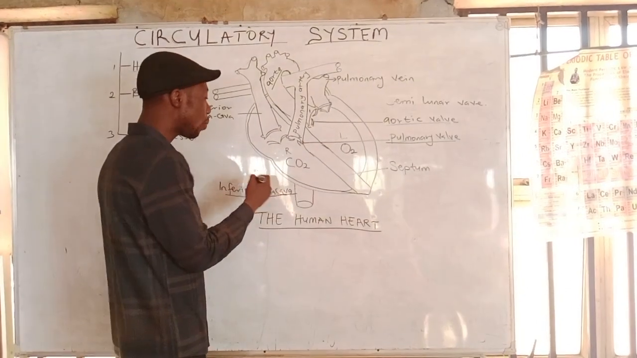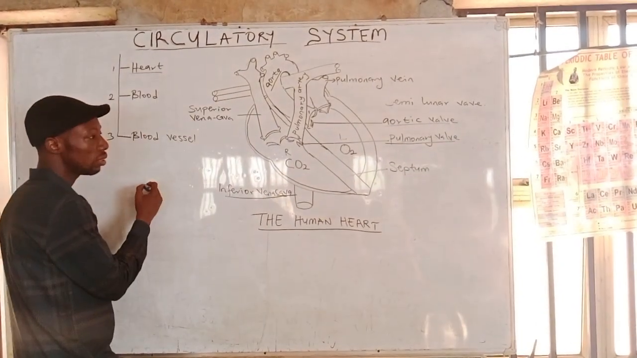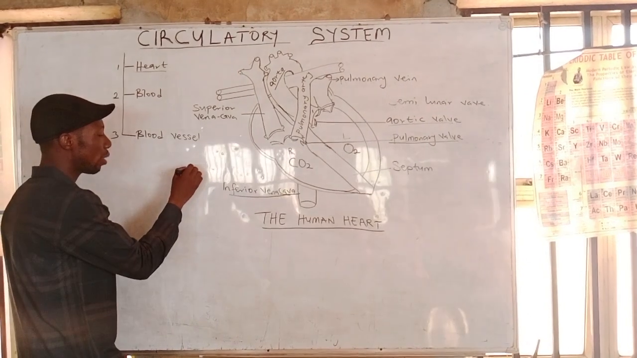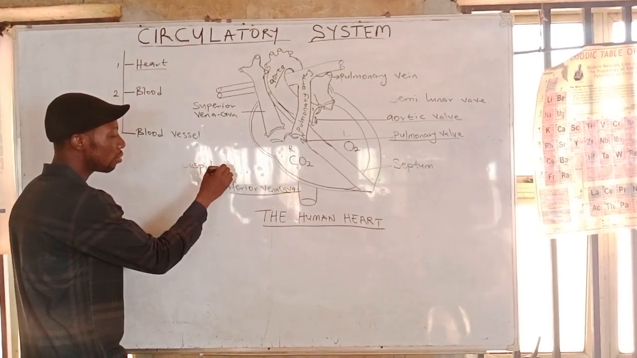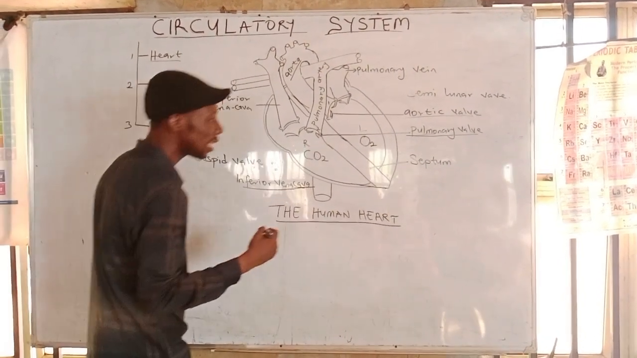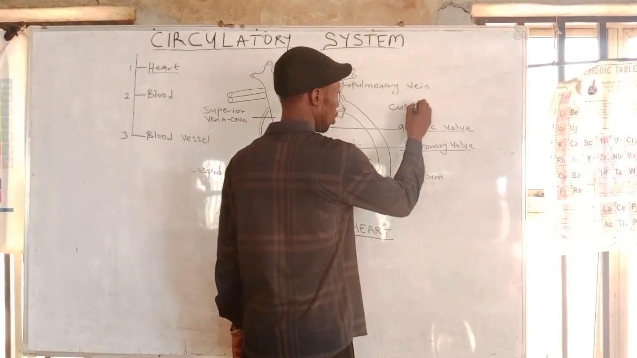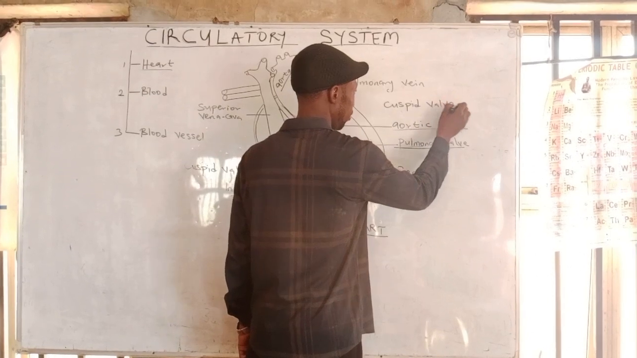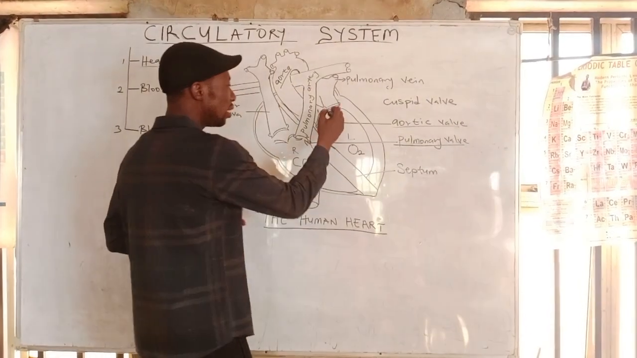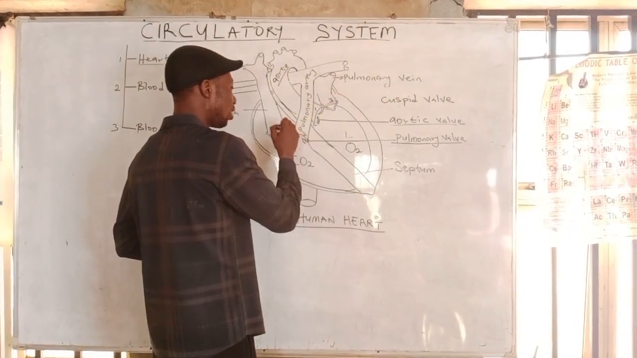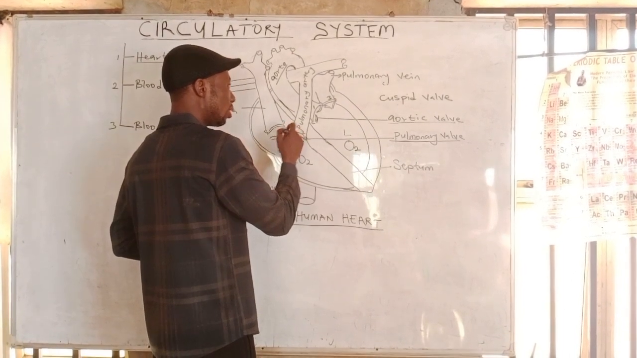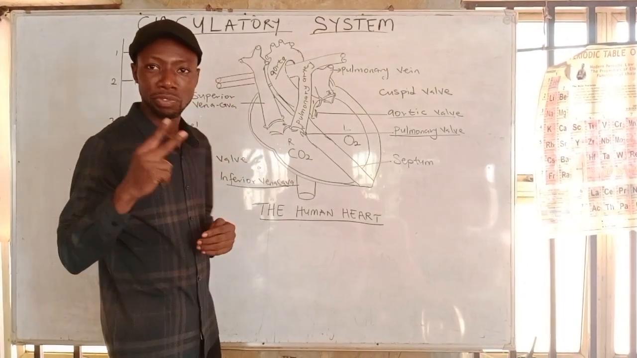Then the other valve here we have is the cuspid. I'm going to write it here. We have the cuspid valve, right? As there are two, we also have here the cuspid valve. Then valve 3 and 4, these are the two cuspid valves we have.